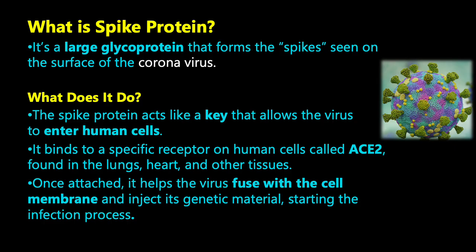So in short, the spike protein is what helps the virus break in and start spreading. This allows the virus to enter the cells and begin replicating, which is the first step in infection. This is how it starts.